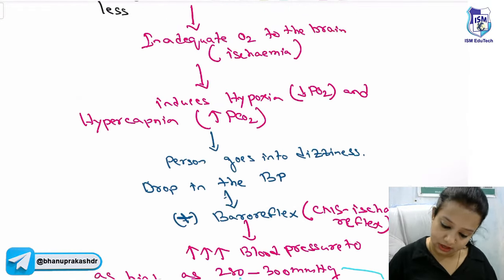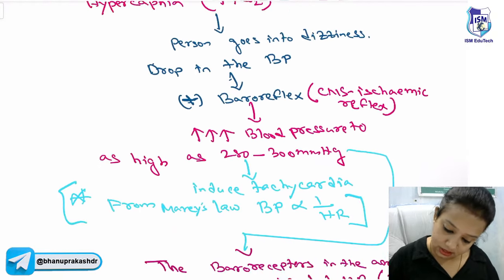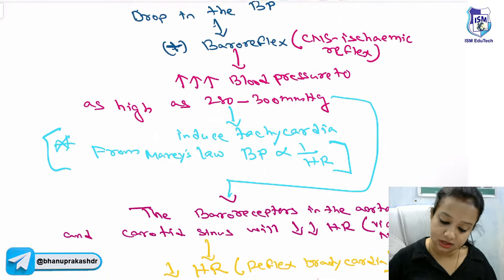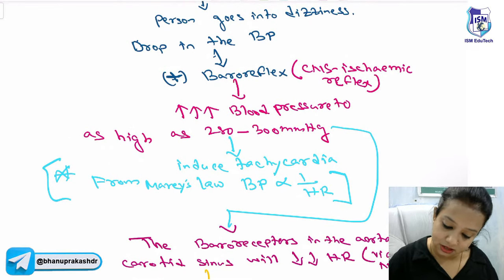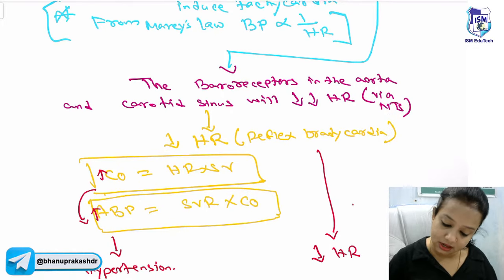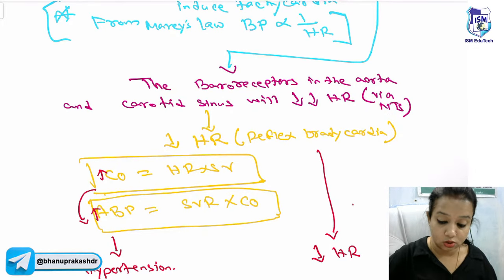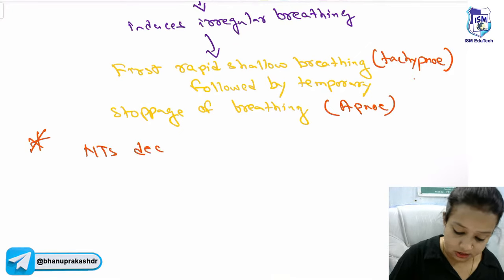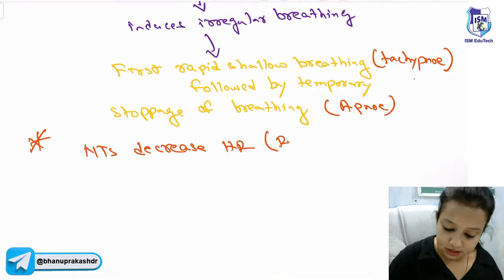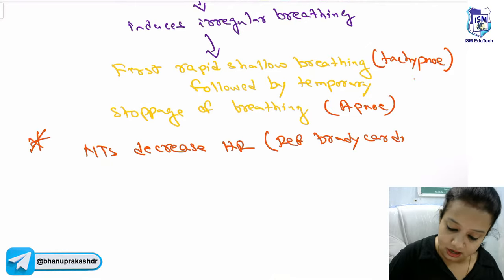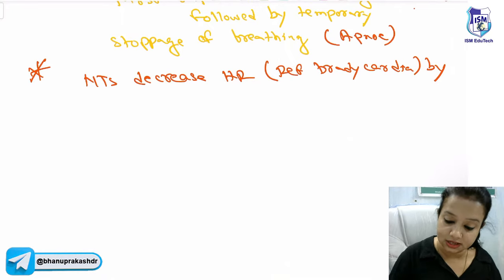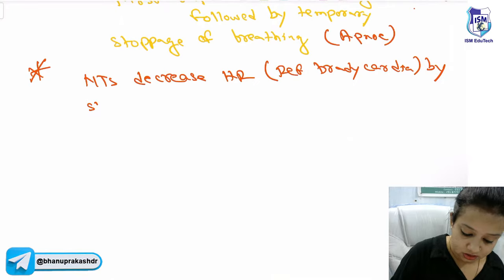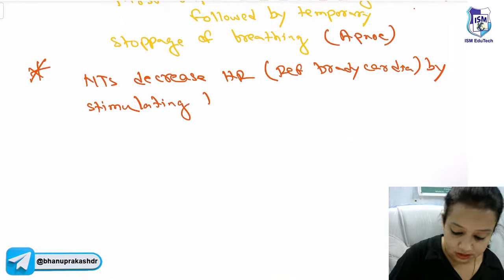Another thing that happens here is that the cardiac acceleratory center is stimulated, as well as there is an increase in the blood pressure. Now, this increase in the blood pressure again rises to 280 to 300, right? So, it immediately decreases the heart rate via the NTS. Now, this is a point that we have discussed so many times. So, NTS, what does it do? NTS decreases heart rate, that is reflex bradycardia, by how? By stimulating the deceleratory system, right? So, the deceleratory system is via the parasympathetic nervous system. It decreases the heart rate by stimulating the parasympathetic nervous system.